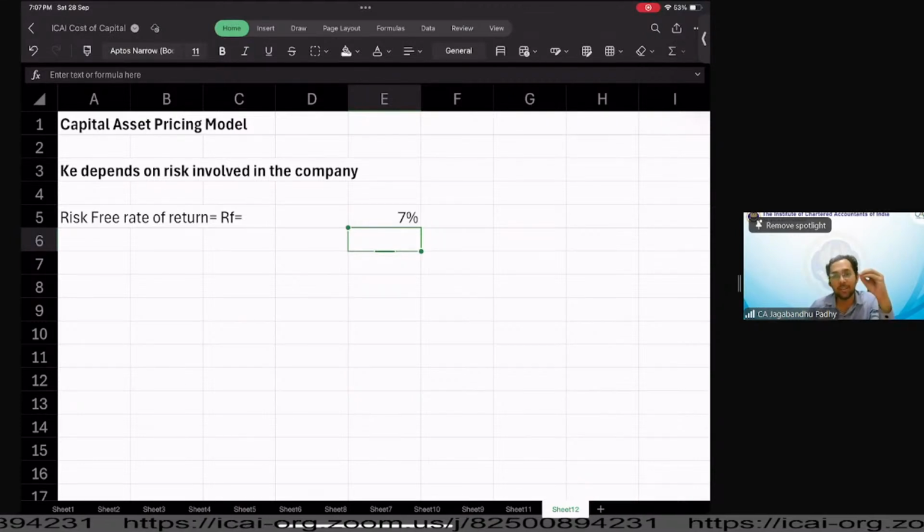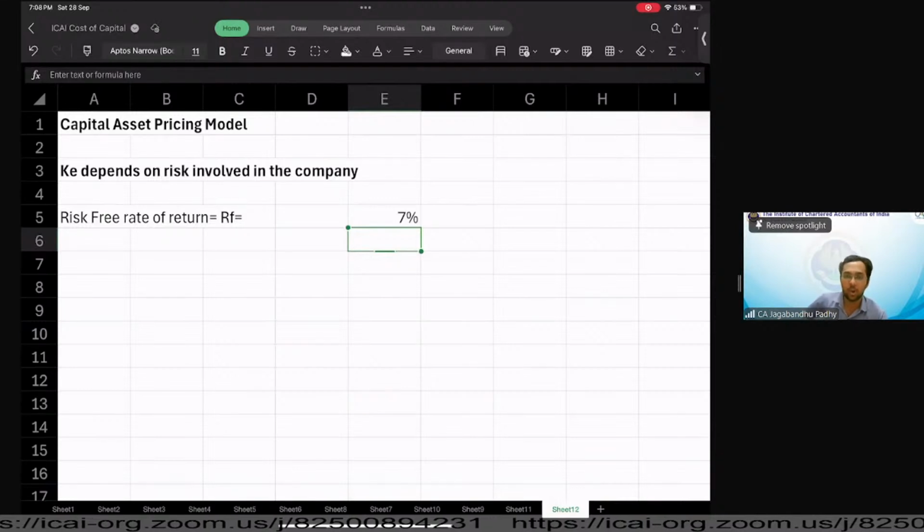Now, if you're going to invest in any other security, do you expect the same 7% or more than 7%?